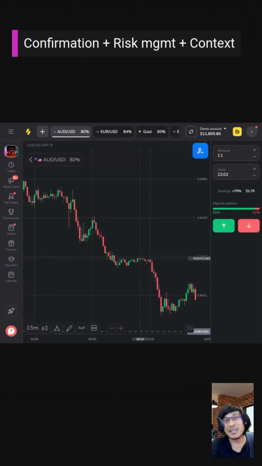Now, finally, besides confirmation, besides risk management, you need to have context. Reversal and continuation sometimes are driven by context. As I mentioned, AUD USD, the Australian dollar, today is particularly weak because of some weak economic numbers that came out earlier today, and also strong numbers coming from the US economy. So that shows that, relatively between the Australian dollar and the US dollar, strength is going to the US dollar, okay?